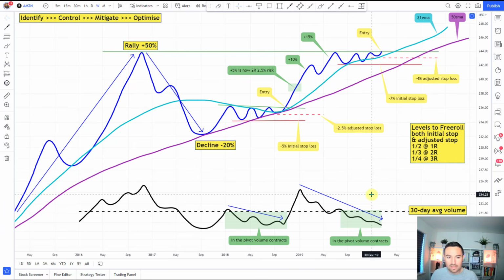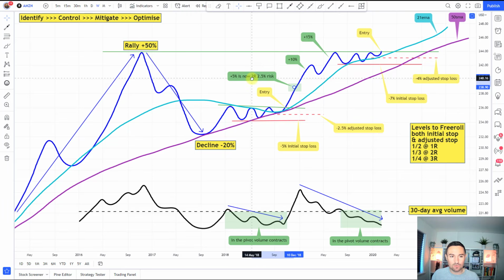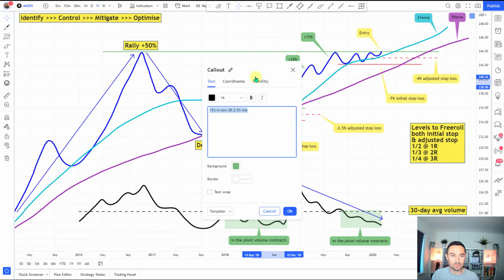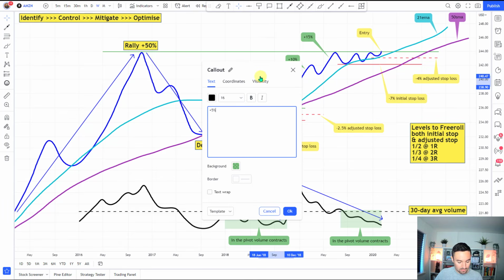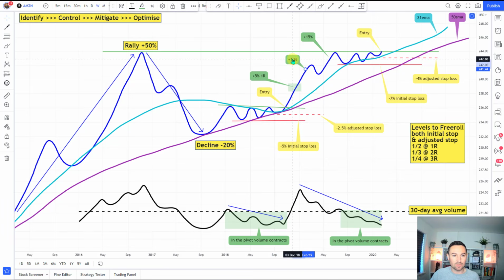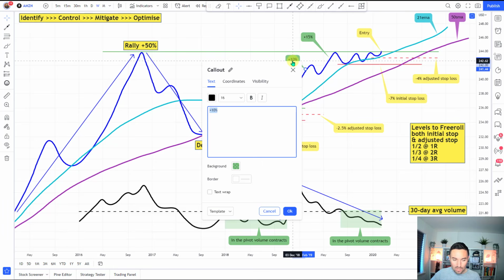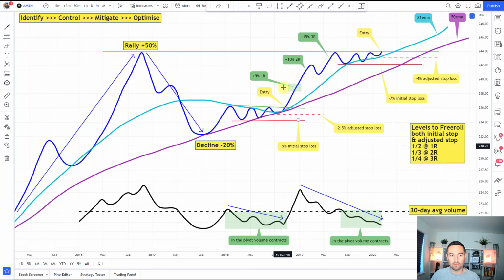So if you look at these levels here, we have 5%. What I'm going to do is just keep these like this, and put these in. This would be the difference if you keep your stop loss at 5%, or if you push your stop loss up to 2.5%. So you're plus 10%, which would be 2R. These 3R, 2R, 1R are all for the 5%.